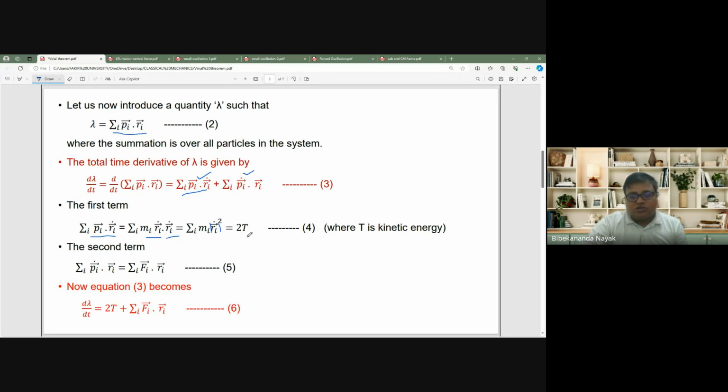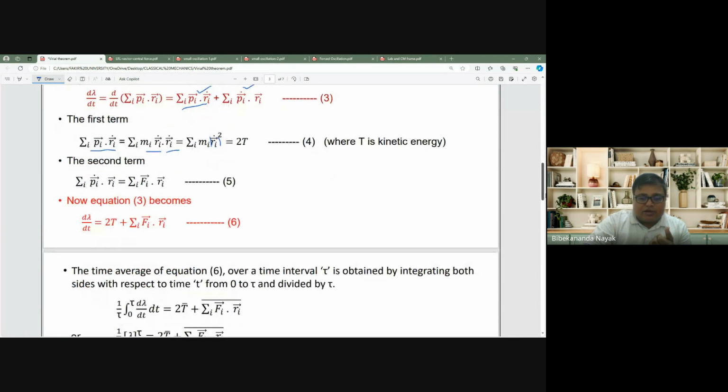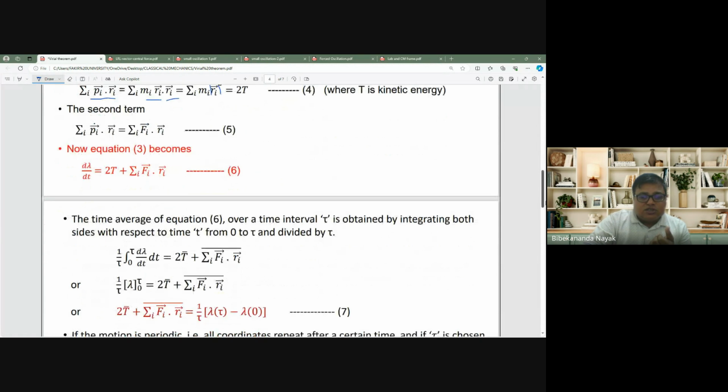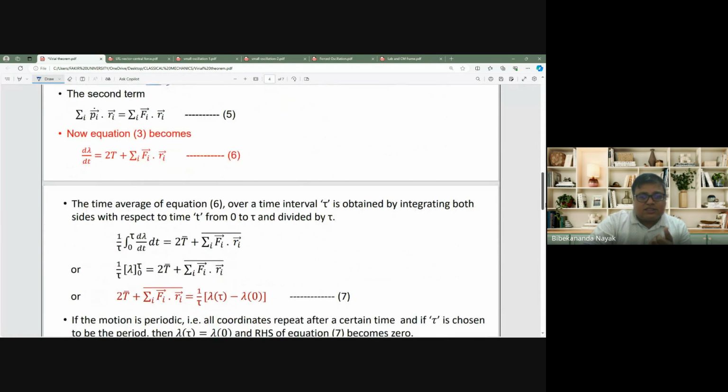Okay. So this is equal to 2 times the kinetic energy. Kinetic energy is half mv square, so this is mv square, so it is 2 times kinetic energy. And the second term, pi dot ri, where pi dot is equal to Fi according to Newton's second law, is Fi dot ri. So we found d lambda by dt is equal to 2T plus the sum of Fi dot ri. But now if it is a conservative system, Fi is a negative gradient of potential, we can write that. Okay. So before going to that, we take its time average.